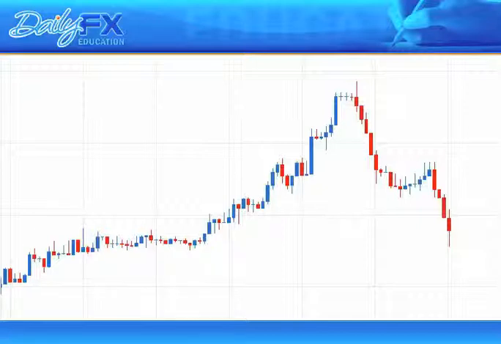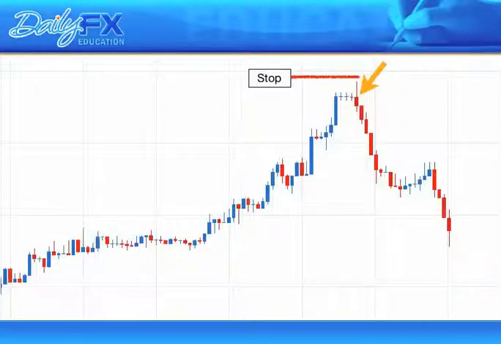Make sure that you're taking profit at least twice the distance of your stop. Here's an example where we could be looking to go short at the open of this candle, placing our stop just above this high. Now let's move on and take a look at continuation patterns.